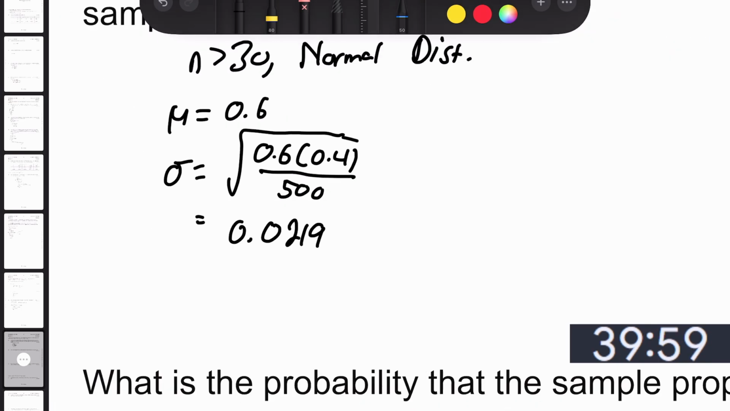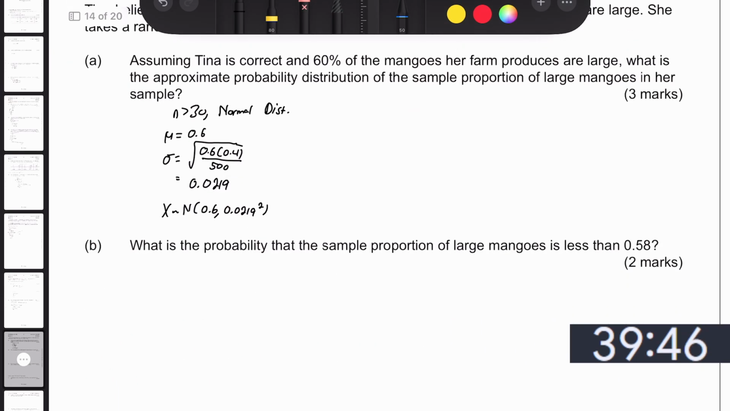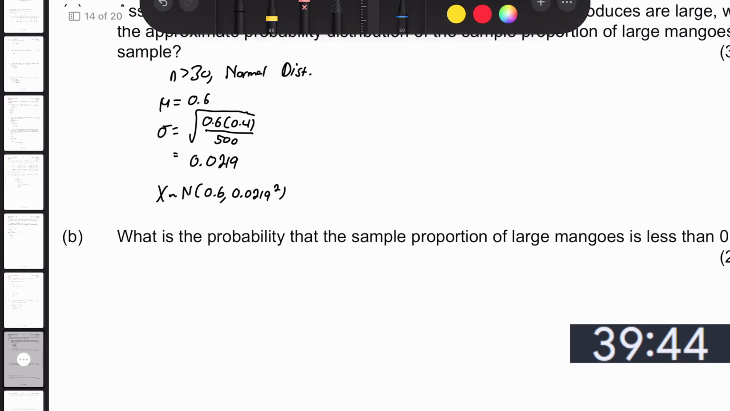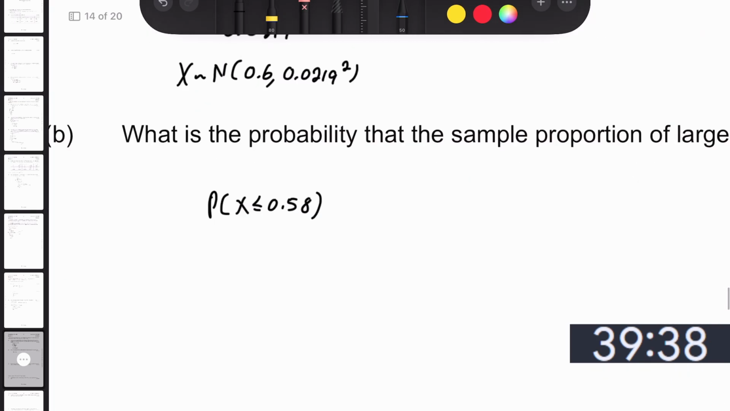So then x is approximately normally distributed with mean 0.6 and standard deviation 0.0219. What is the probability the sample proportion of the large mangoes is less than 0.54? Oh, x is less than 0.58. I said 54, didn't I?